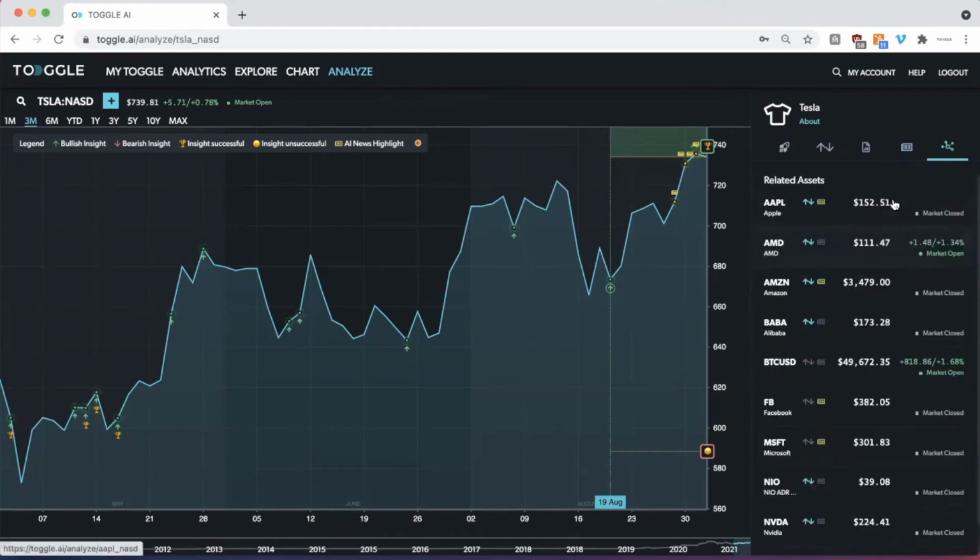Lastly, we have the related assets section, and this is where Toggle puts together all the assets that it thinks have a strong correlation to Tesla and could have an effect if Tesla saw a movement in its asset or vice versa.